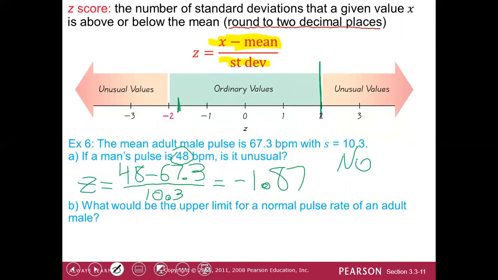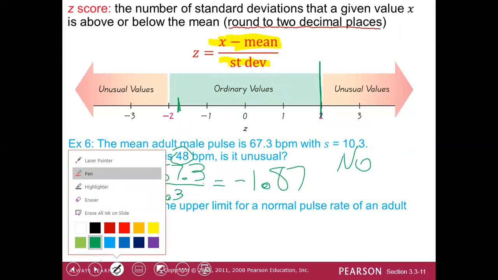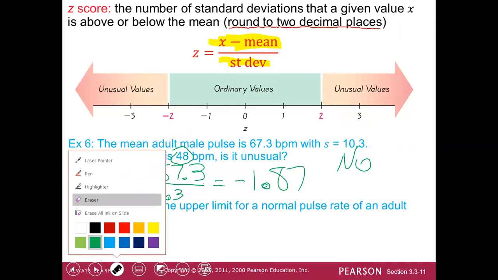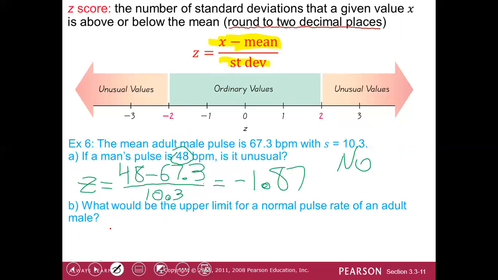For letter B, what would be the upper limit for a normal pulse rate? Well, probably the easiest way to do this, and there's a few options here, is to say, all right, to get the upper limit is right here. Well, I just ask myself, okay, that's a standard deviation, and that's a standard deviation. So the middle would be the mean, which is 67.3. I'm going to add on a standard deviation and add on another one.